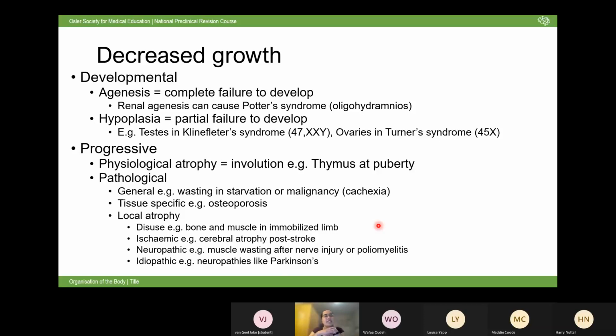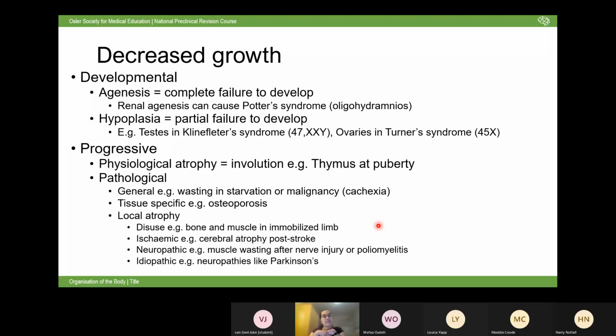And then hypoplasia means that it does develop, but it doesn't reach the right size. And a lot of the sex chromosome abnormalities will cause hypoplasia of the sex organs. So in XXY, you have small testes, and in single X, you have small ovaries.